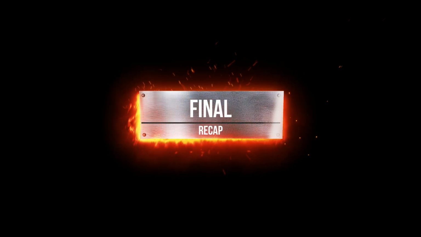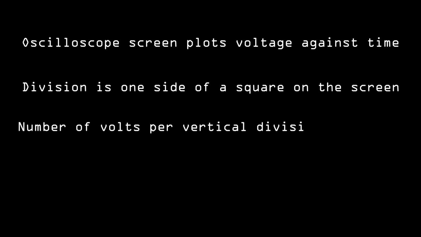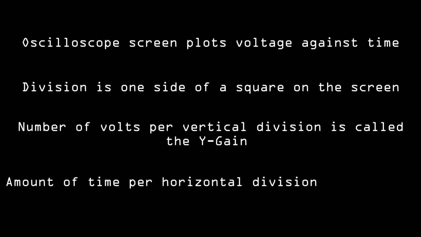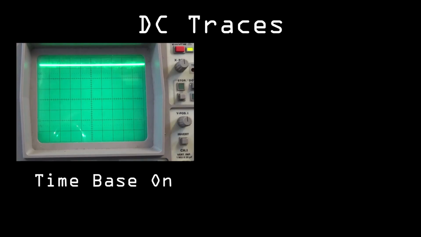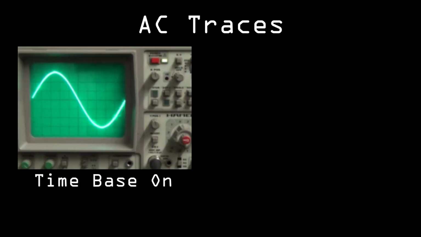So, as a quick final recap, the oscilloscope screen plots voltage against time, a division is one side of a square on the screen, the number of volts per vertical division is called the Y gain, the amount of time per horizontal division is known as time base. This is what a DC trace looks like with time base on and with time base off. This is what an AC trace looks like with time base on and time base off.